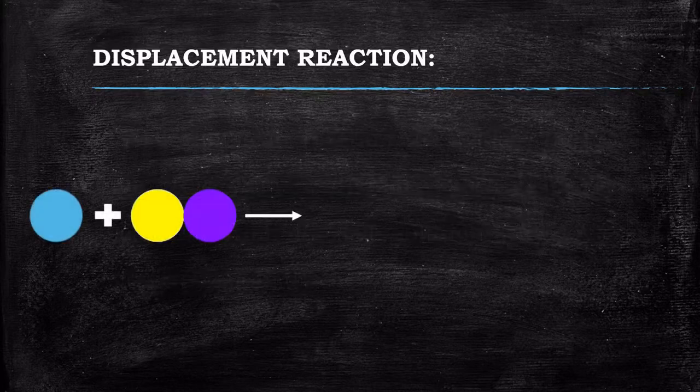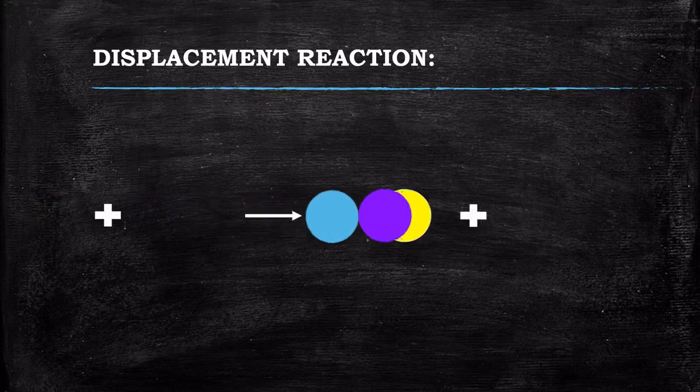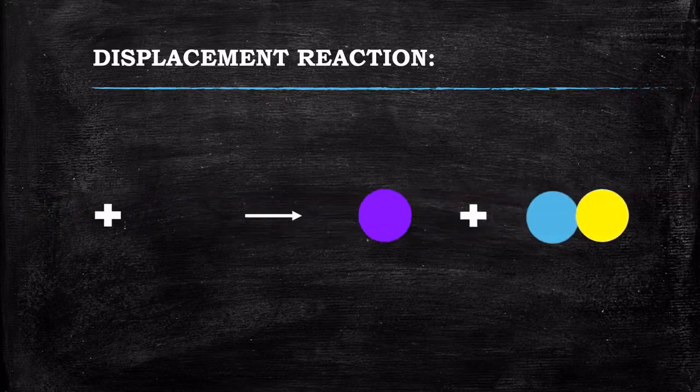Let us have a look at the representation of displacement reaction with the circles here. As we can see, we have two reactants in the reaction side. The first one is the blue one, and the other compound is represented by the yellow circle and the violet circle. The moment these two reactants undergo chemical reaction, you will see that the yellow one goes with the blue one and the violet is left alone. In the reactant side the yellow was with the violet one, but in the product side the yellow one goes with the blue one.